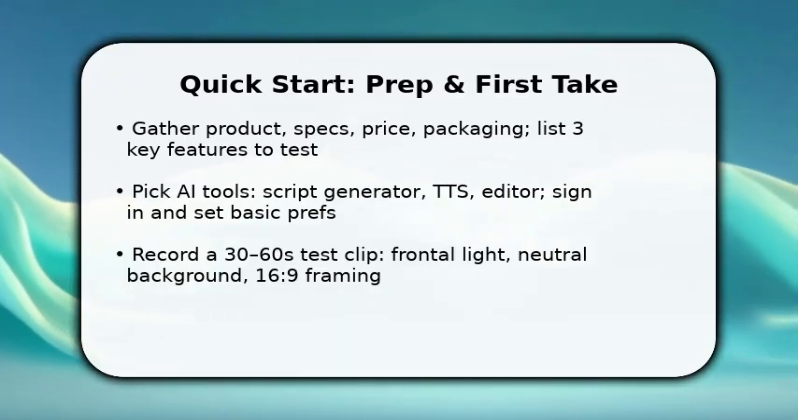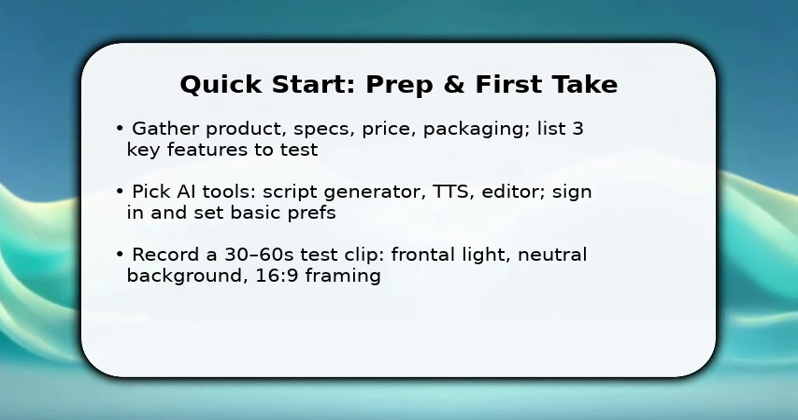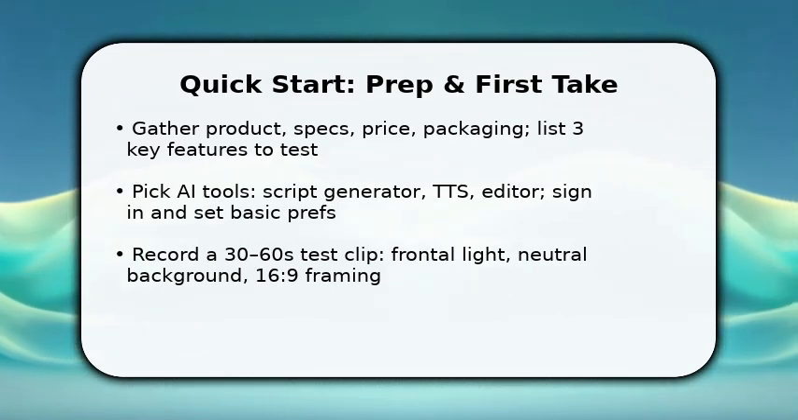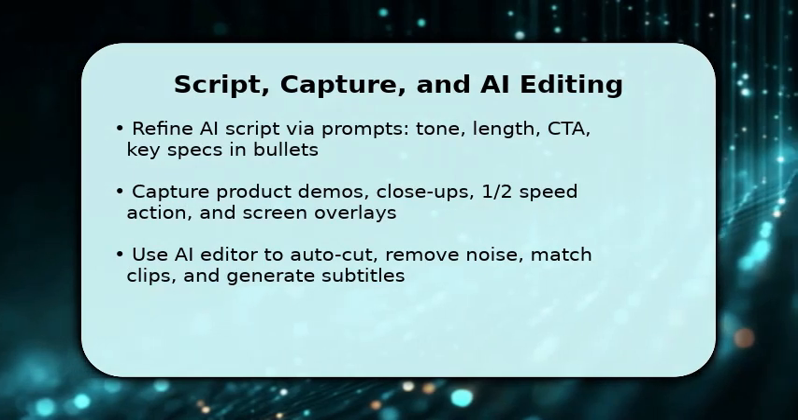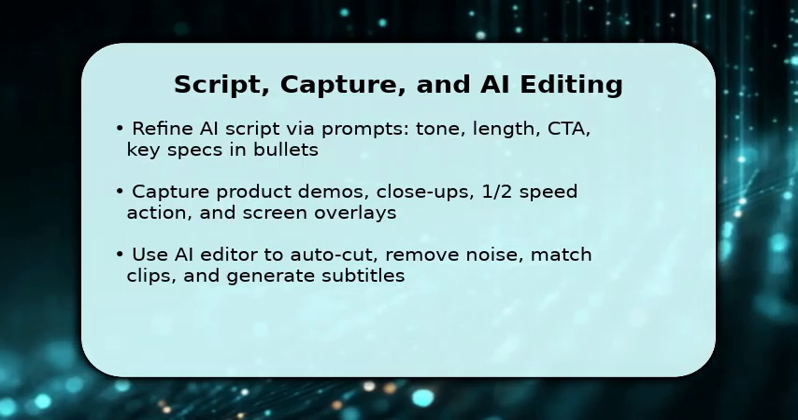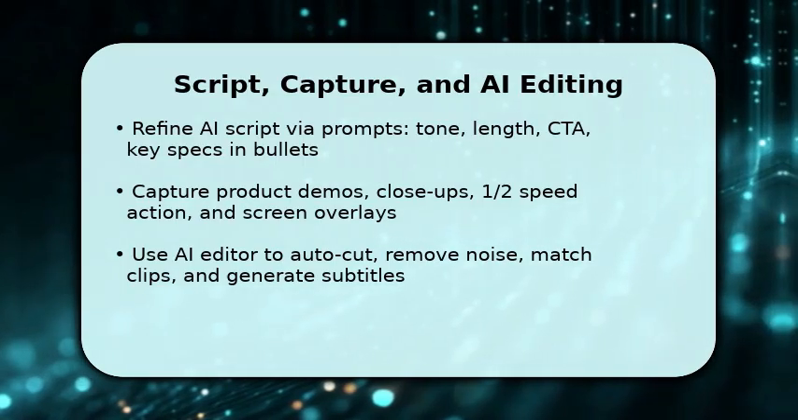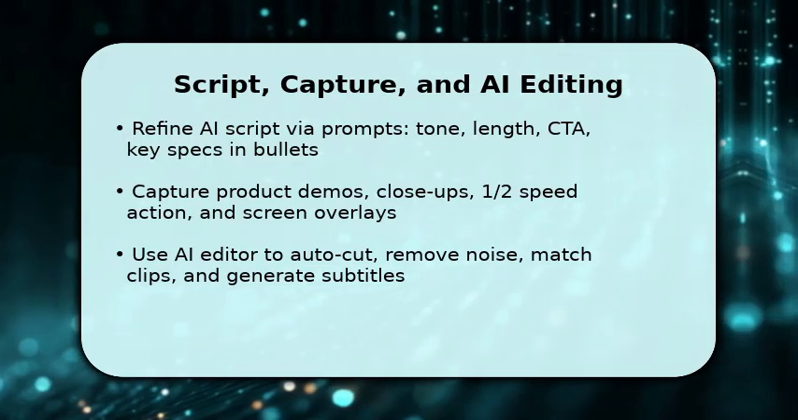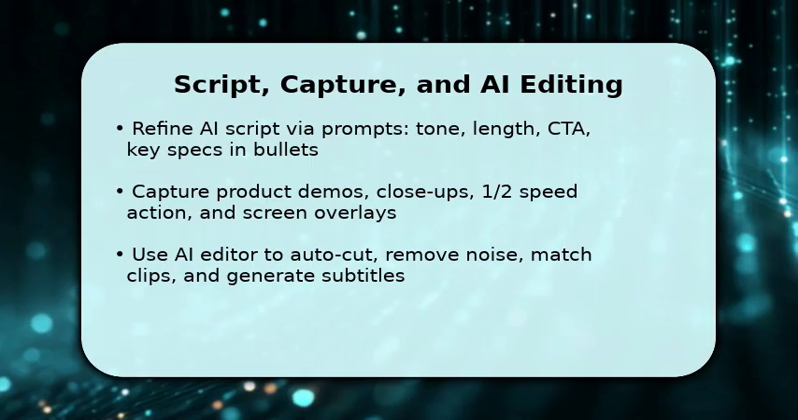Now you move into the core work. Refine the AI-generated script with targeted prompts. Ask for a 90-120-second body, friendly tone, and a 1-line CTA. While recording, film consistent demo angles, close-ups, and a slow-motion 1/2 speed shot for emphasis.